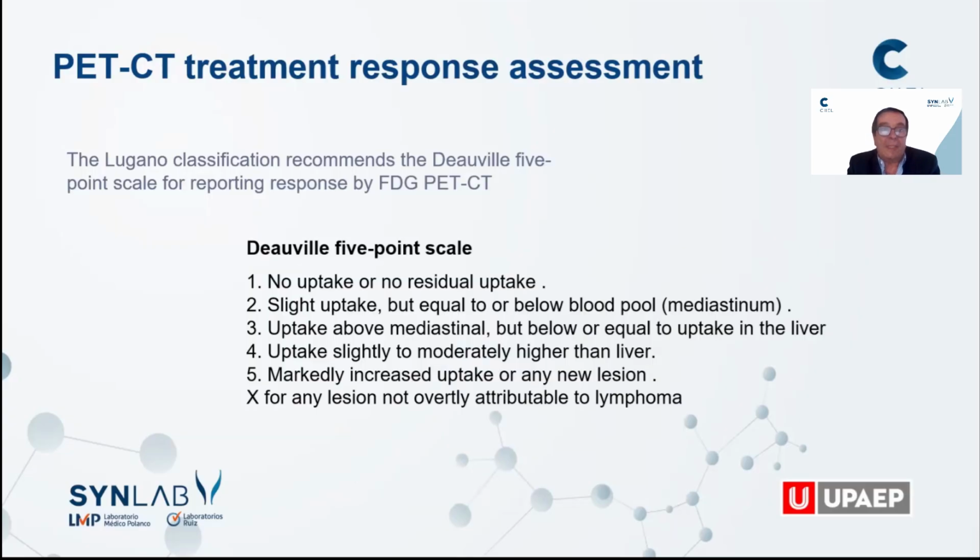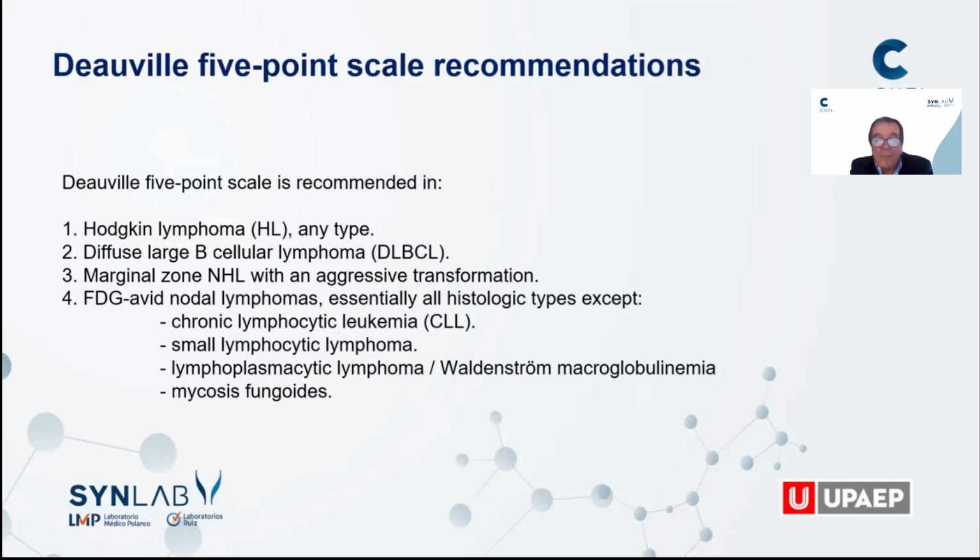The Lugano classification recommends the Deauville 5-point scale for reporting FDG PET-CT scan. The Deauville scoring is a visual evaluation of PET scan that compares the target FDG uptake with the uptake in mediastinum or in liver. Deauville 5-point scale is recommended in all glucose-avid lymphomas and in some diseases with variable glucose avidity, such as cutaneous T-cell lymphomas or Waldenström macroglobulinemia.